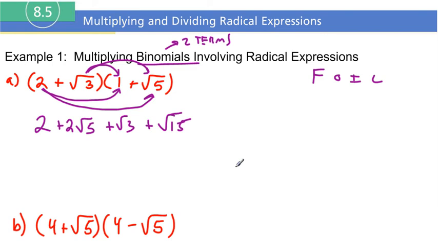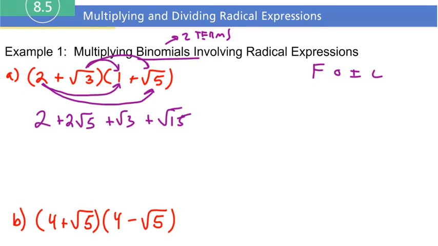Okay, so can we combine any terms? Well, we learned last section that the only time we can add radicals together is if they have the same index, so the same little small number right here, and the same radicand. As you can see here, they don't have either of those. So really, this is the answer right here. There's nothing that we can simplify.